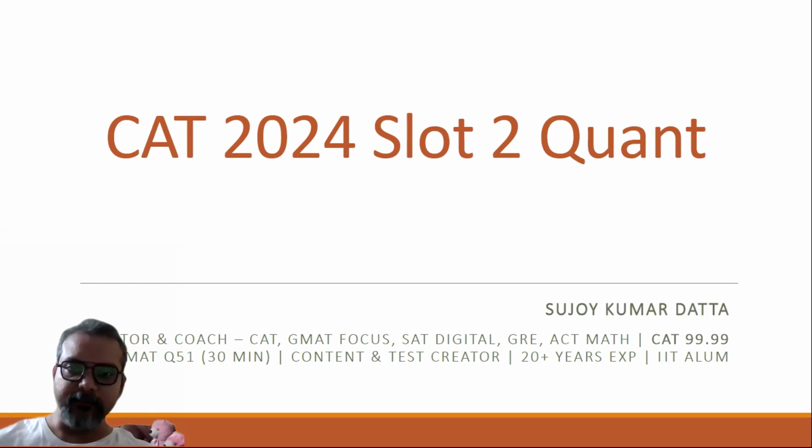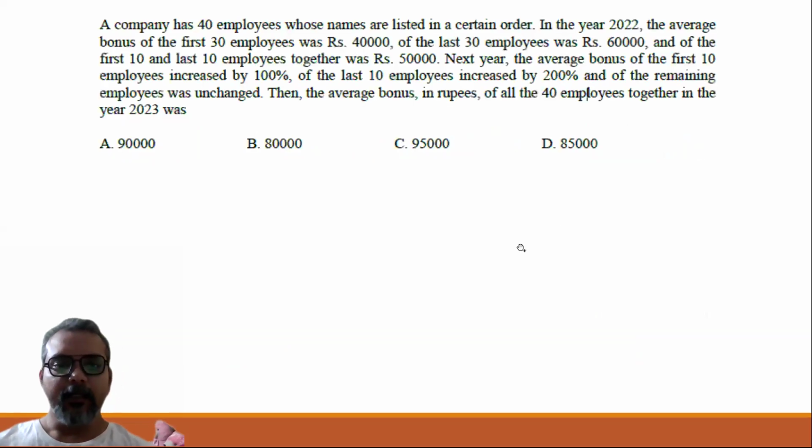So the first question is about a company having 40 employees, and the names are listed in a certain order. The average of the first 30 employees is given, then something about the last 30 employees, and then the first 10 and the last 10.